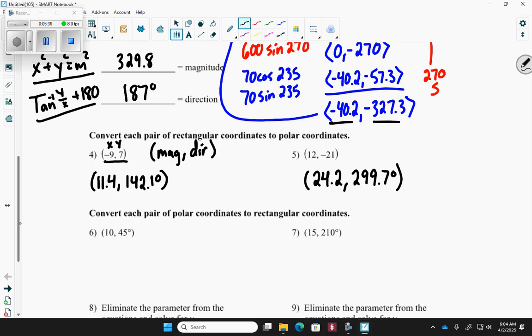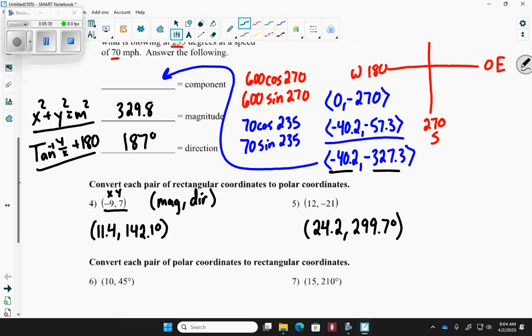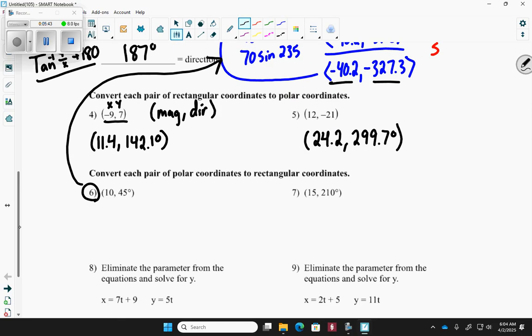Now, what's interesting about question number 6 is that it's literally like question number 3, where you have the magnitude, and so it's going to be 10 cosine 45, and then it'll be 10 sine 45. All right, so 10 cosine 45, that's going to give me 7.1, and then 10 sine 45, that's also going to give me 7.1. All right. Same concept for question 7. I'm just going to go ahead and do the work without talking through it.